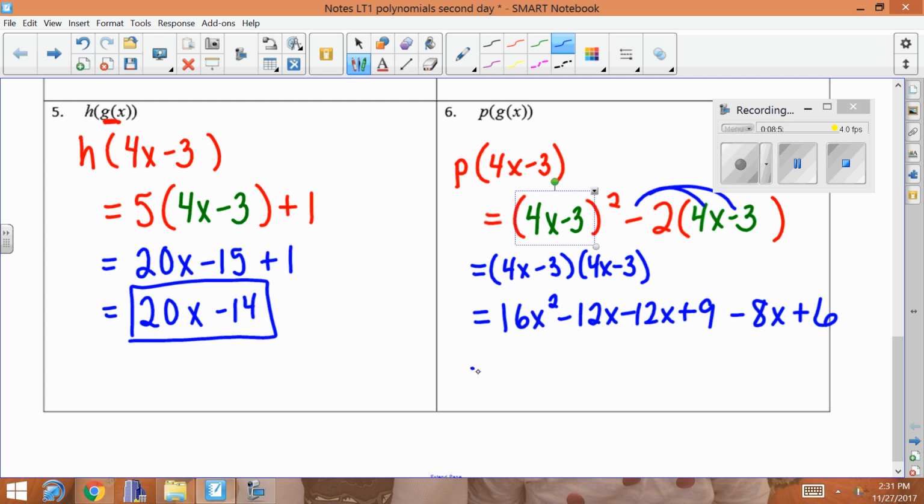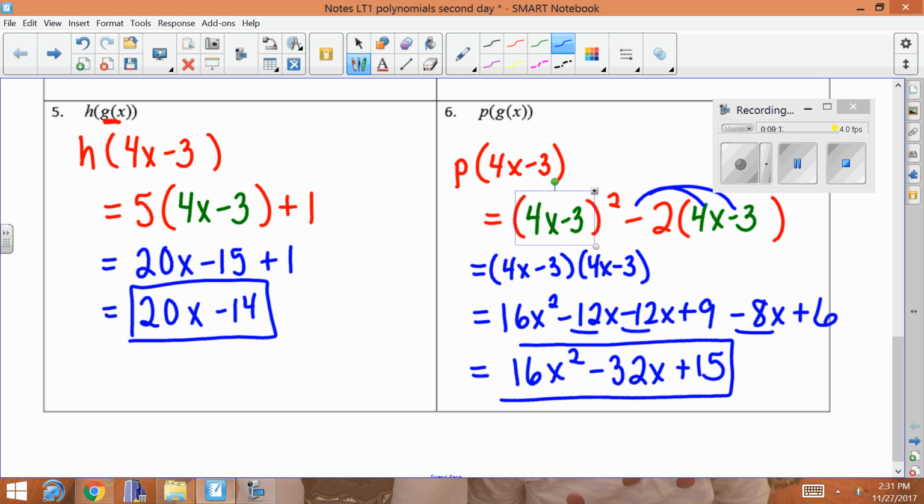Combine all your like terms together. There's only one x squared term, so 16x squared. Negative 12 and negative 12 give us negative 24. Minus the 8, we get a negative 32x. And then plus 9 and plus 6 gives us a plus 15. So take a look at your answer, see if you got the same thing.